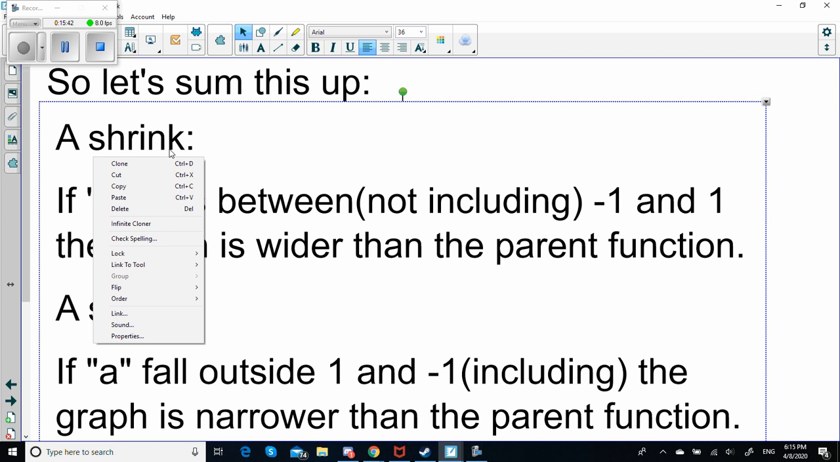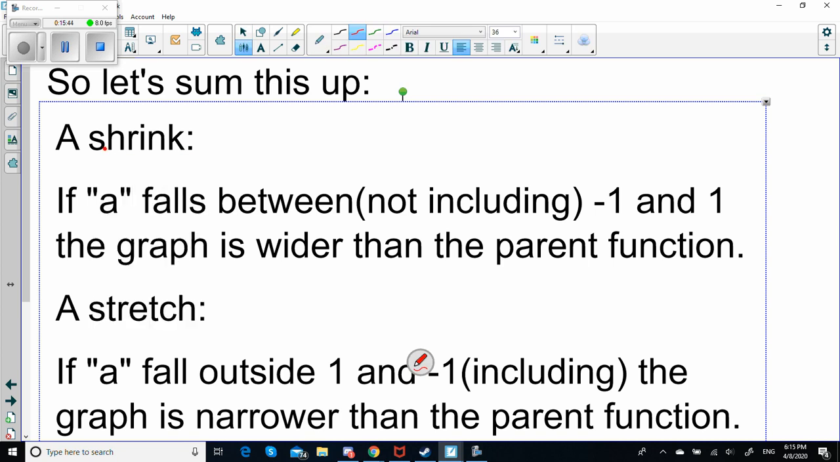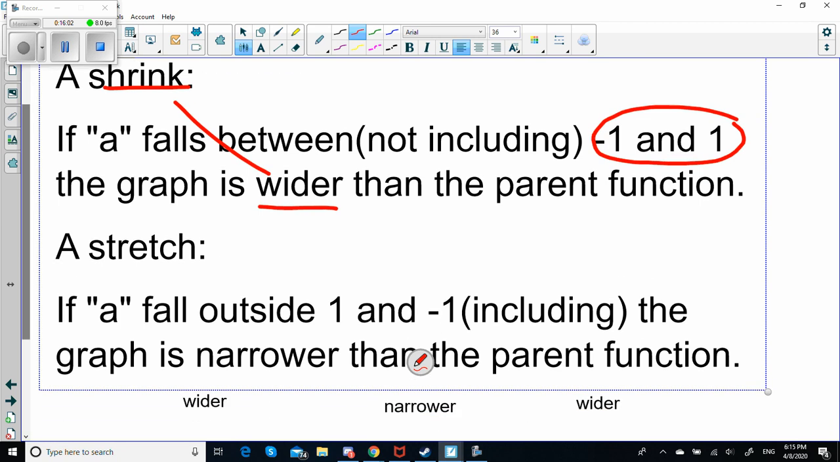So a shrink falls between -1 and 1. It doesn't include -1 and 1. It falls between them. A shrink is wider. Shrink and wider go together. Okay, and then on the opposite side of that is called a stretch, which we were talking about before. A stretch is narrower, and it falls outside 1 and -1, and it includes them as well.